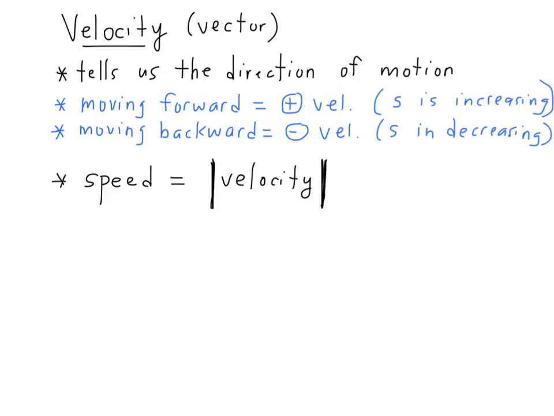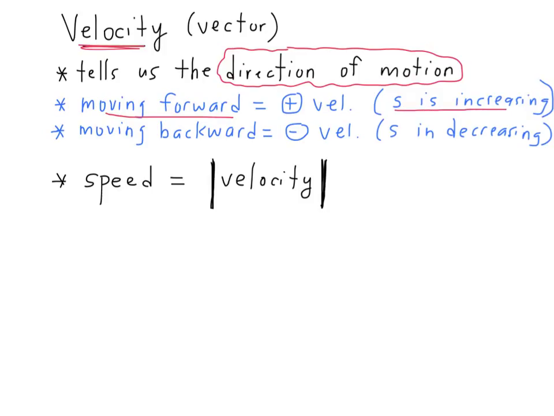Alright, let's talk about velocity. Velocity is a vector, which recall a vector is a quantity that has both magnitude and direction. Let's talk about the direction piece first. The velocity is telling us the direction of our motion. If we are moving forward, it means we have a positive velocity. And if we are moving forward with a positive velocity, it means the distance away from where you started is increasing. So we say that s is increasing. If we're moving backwards, it means we have a negative velocity. And if we're moving backwards, then our position s from where we started would be decreasing.